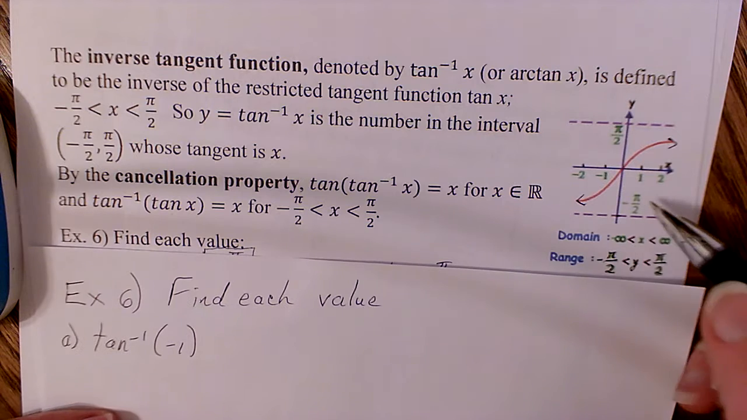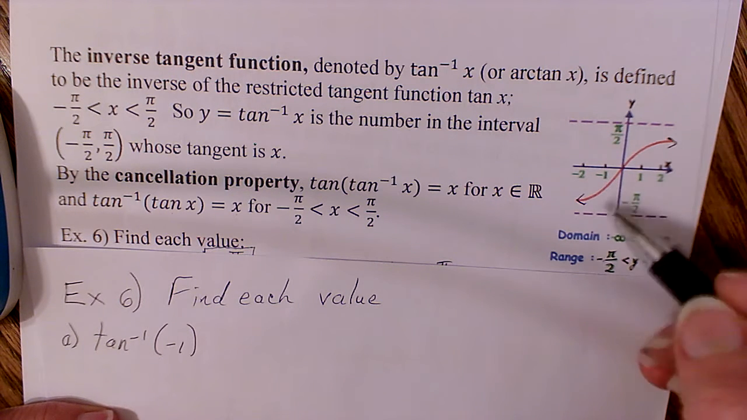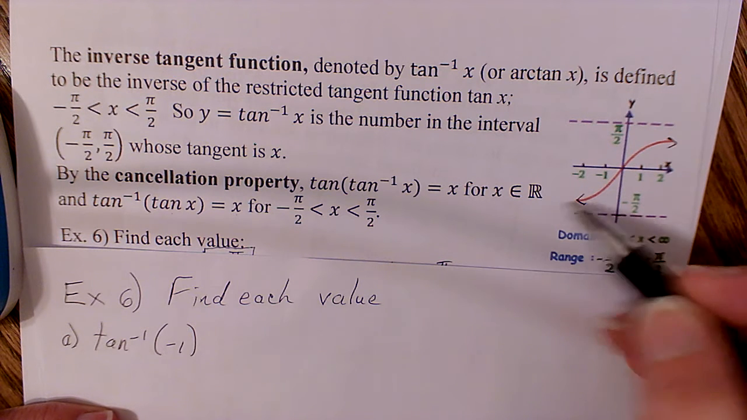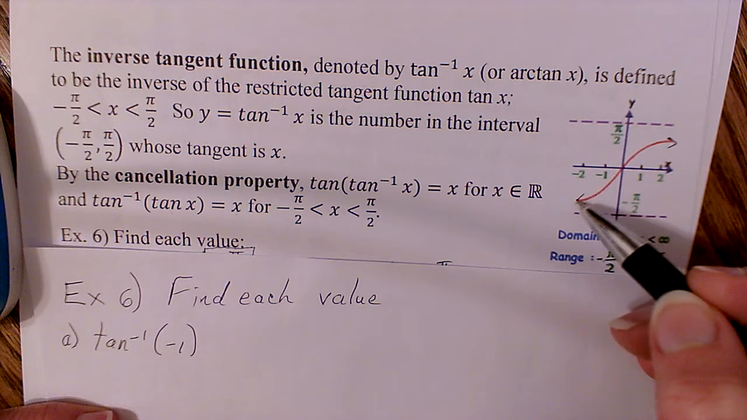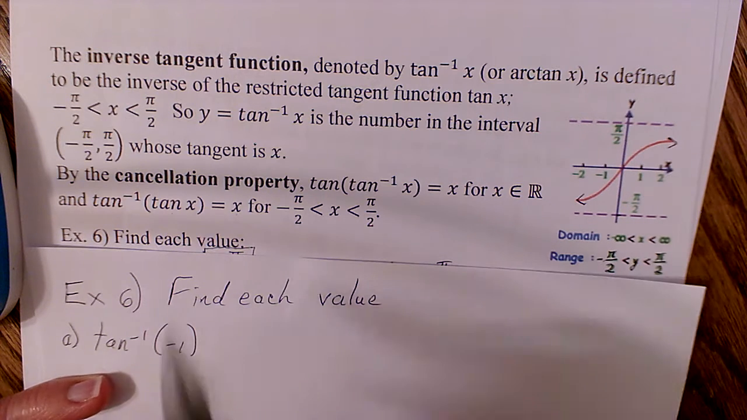If we look at this graph over here, I want you to notice that the inverse tangent function is going to have a domain all the way from negative infinity to infinity. We can use any value on there because it continues in both directions. That was not the case for our sine and cosine function.